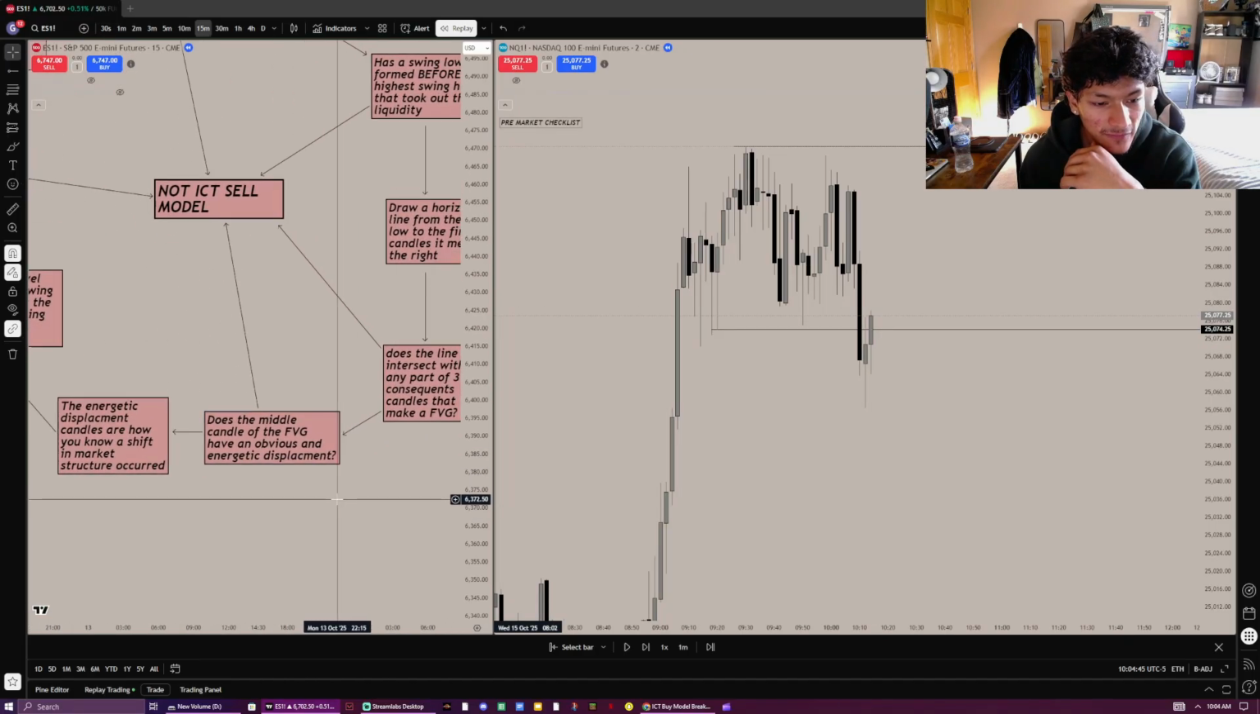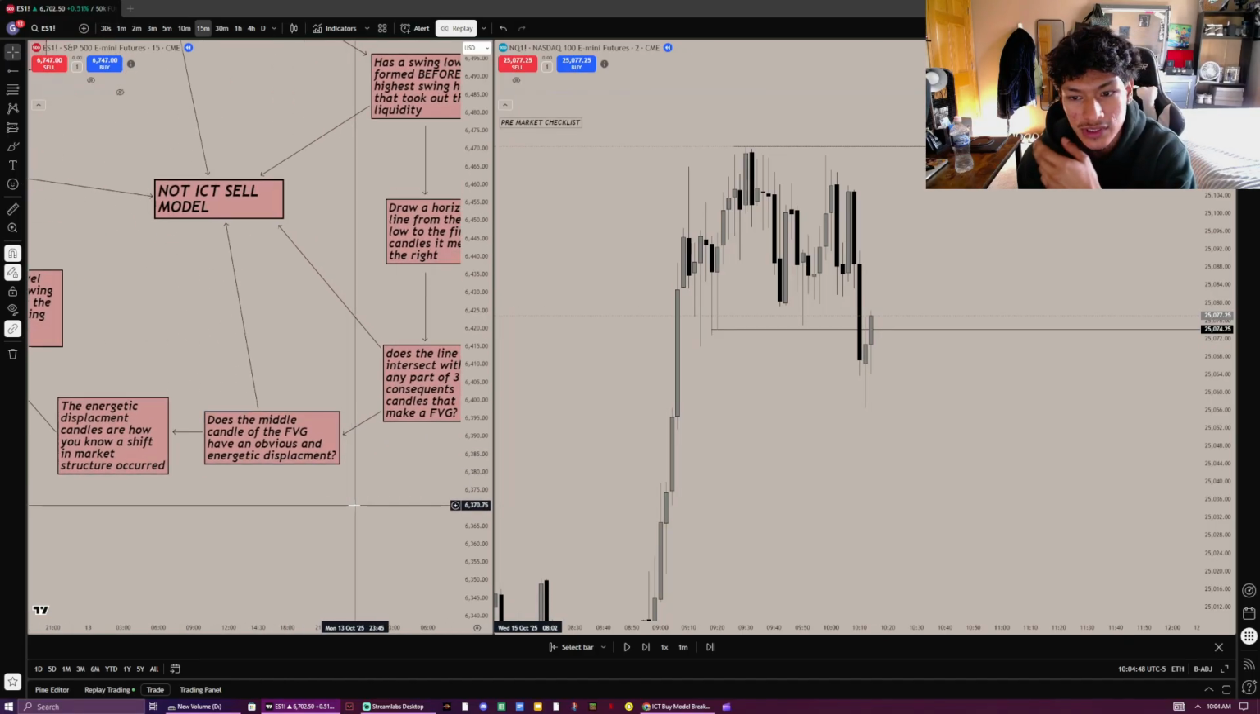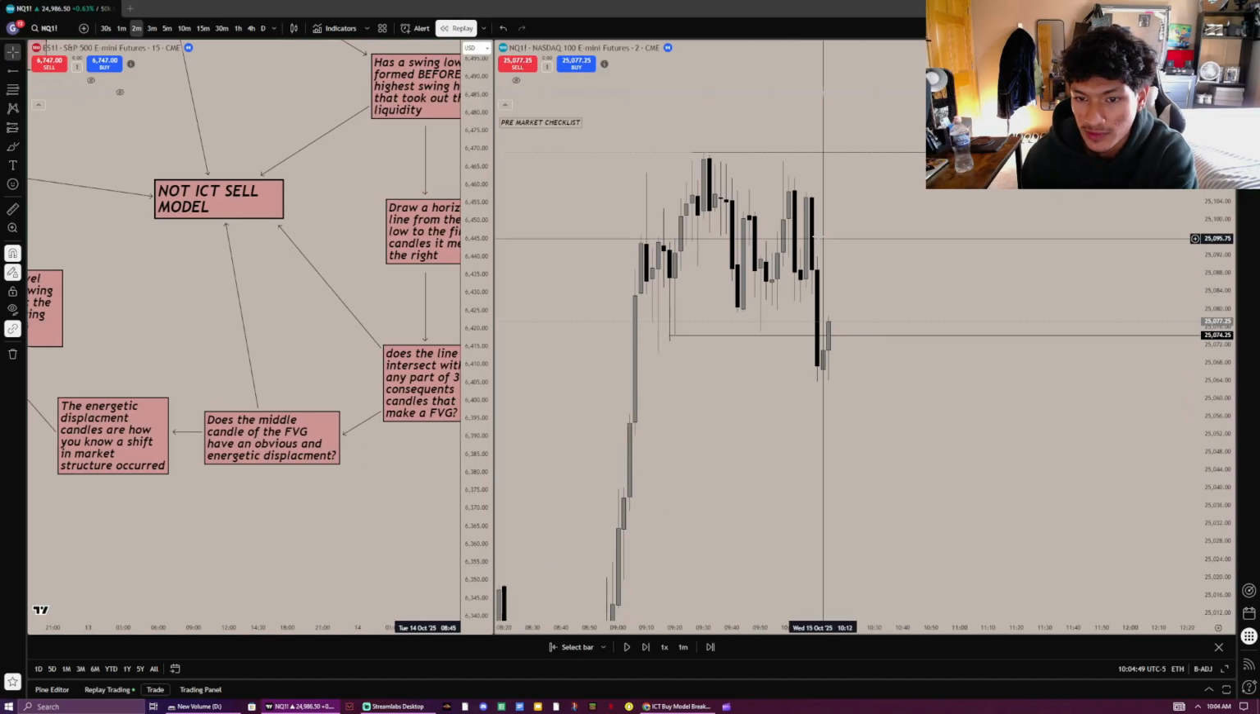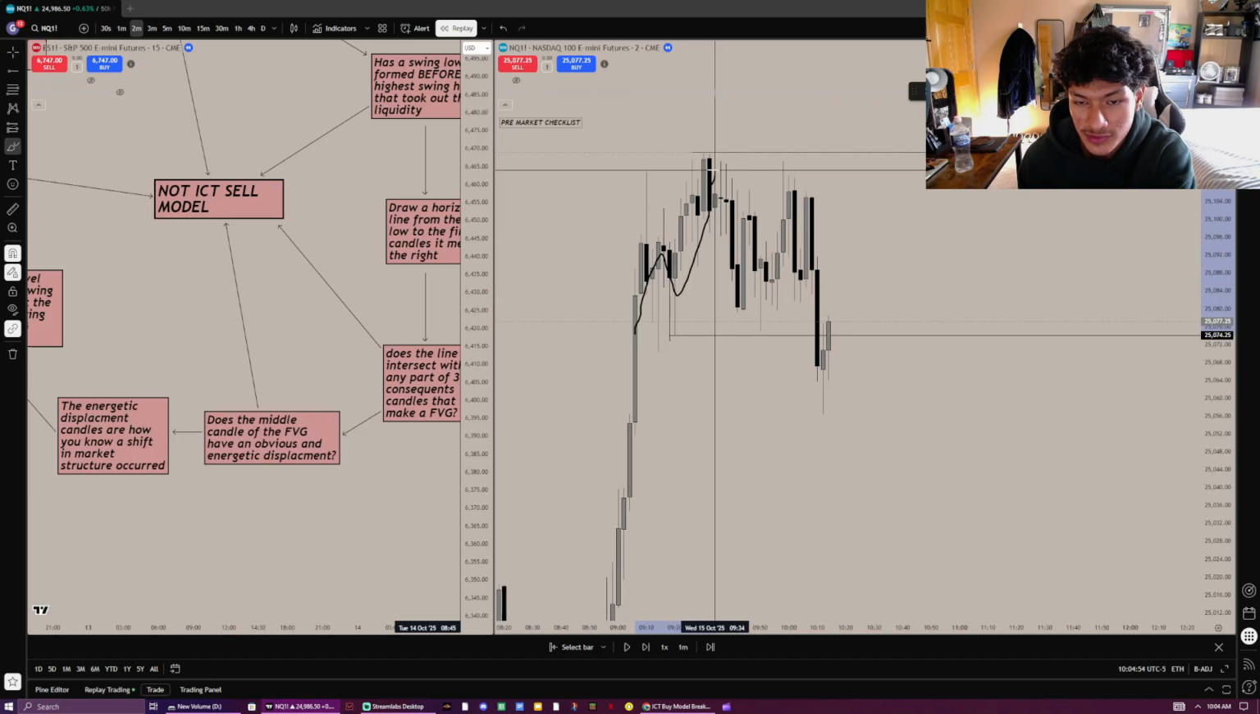Does the middle candle of the fair value gap have an obvious and energetic displacement? Well, if you look closely, let's get our draw tool here. We came up into this point of interest, started chopping a bit, and had some displacement here that was kind of energetic, not really though.